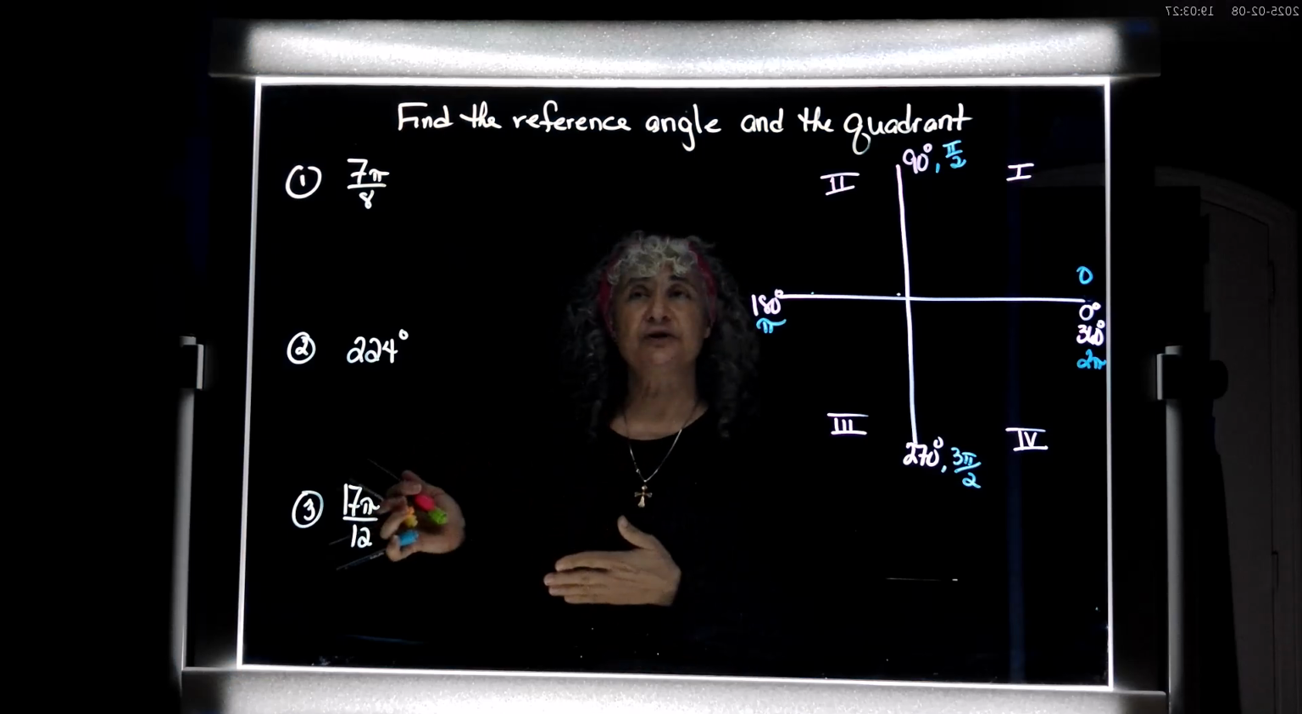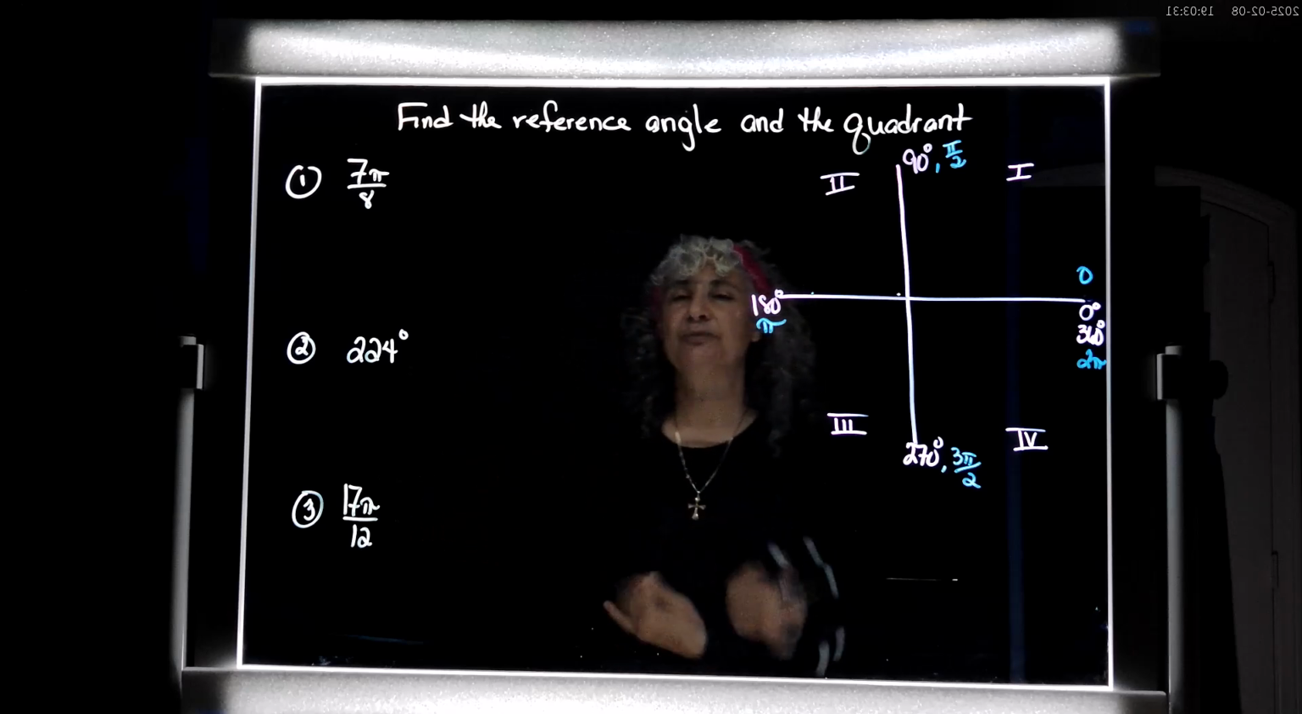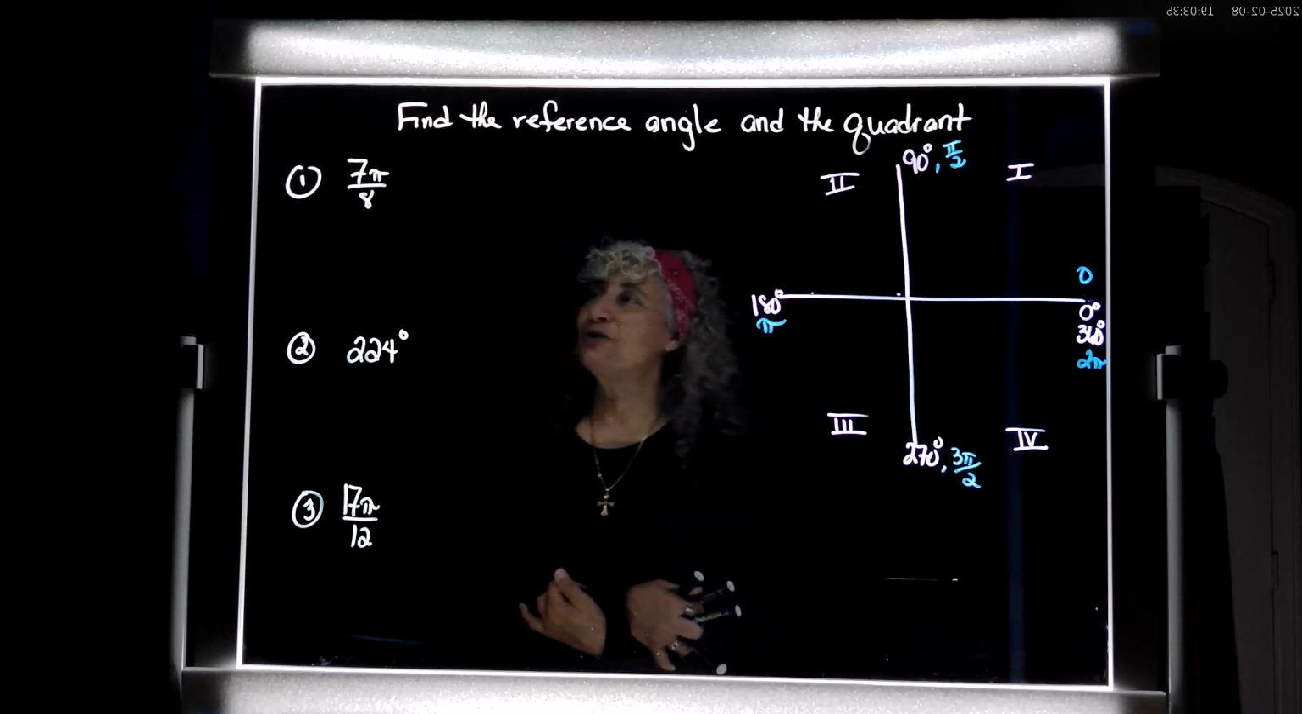Okay, did you work on these first before you found this answer key video? Excellent. Let's look at number 1. Oh, it's in radians, isn't it? So 7 pi over 8.